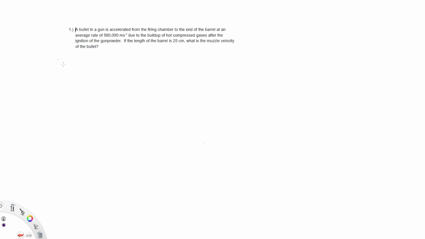So let's go over these. Number one asks to analyze the kinematics of a bullet being fired from a gun. So the barrel of this gun is 25 centimeters, also known as 0.25 meters. And the acceleration is, well, it's big.